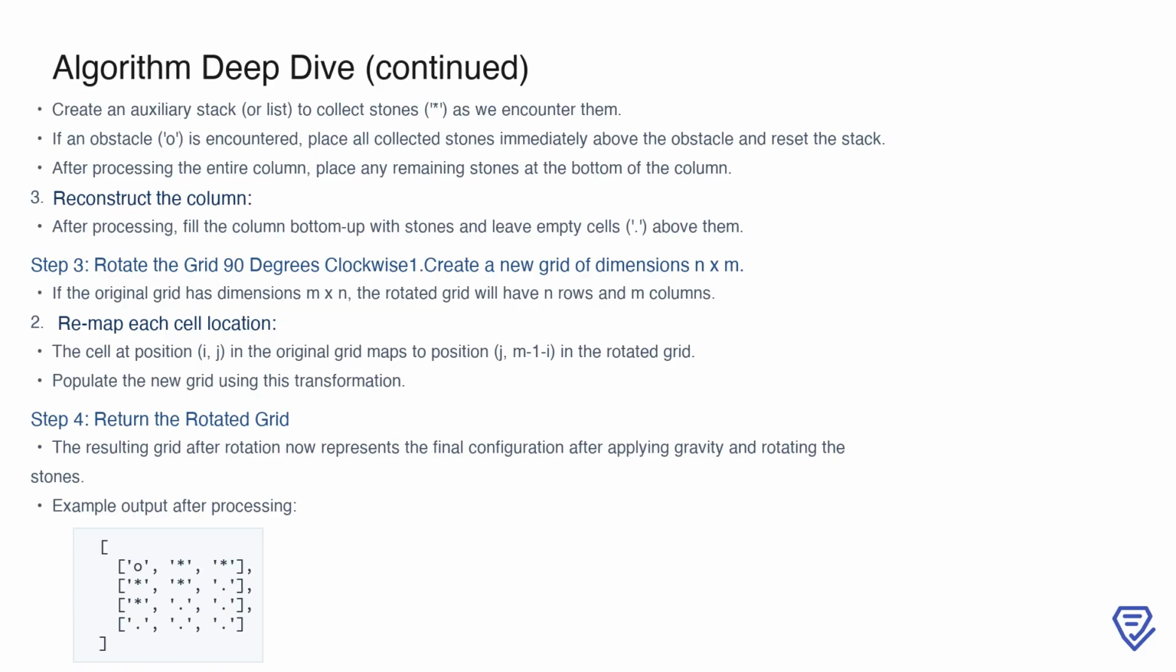Each cell is then remapped based on the formula. The cell at position i, j in the original grid moves to position j, m-1-i in the rotated grid. This transformation ensures that the rows of the original grid become the columns of the rotated grid, completing the clockwise rotation.